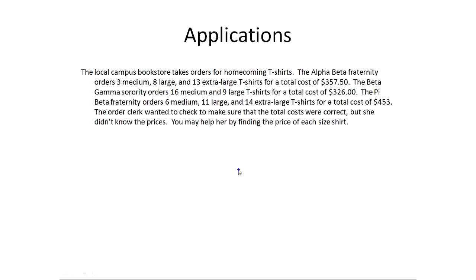Okay, so if we want to find the price of each size shirt, then we want to pick our variables to answer that. And so we have medium, large, and extra large. I think I can call medium M. So this would be the price for medium. Notice I didn't just write medium. You should write down exactly what it represents. This is the price for a medium shirt.